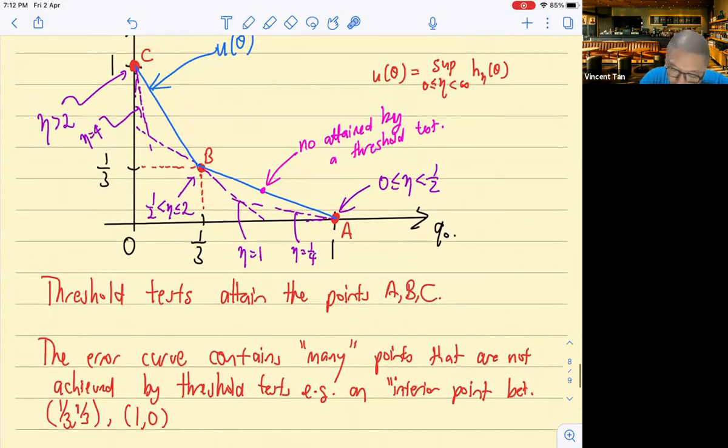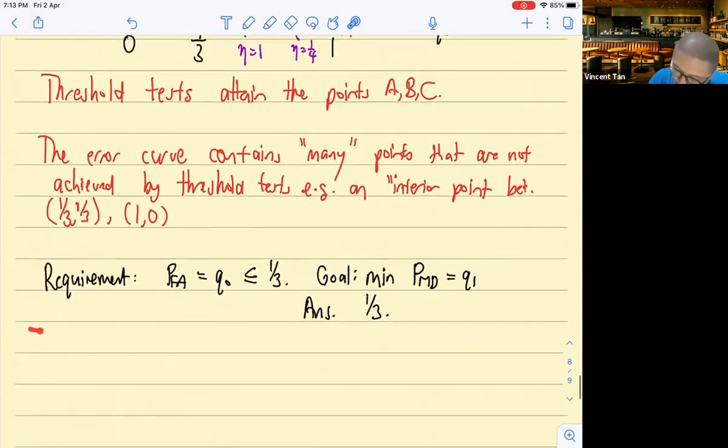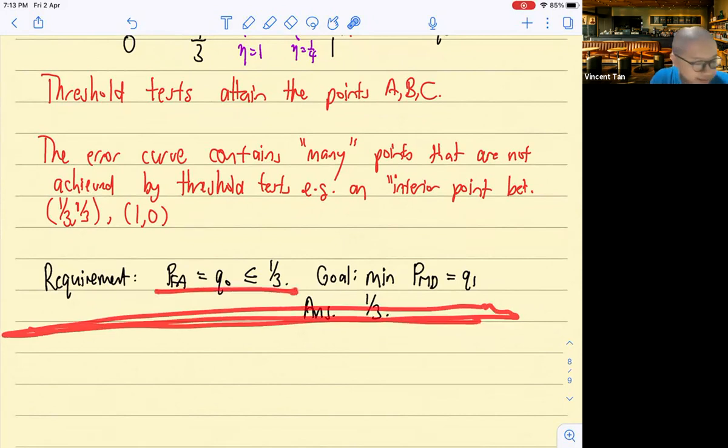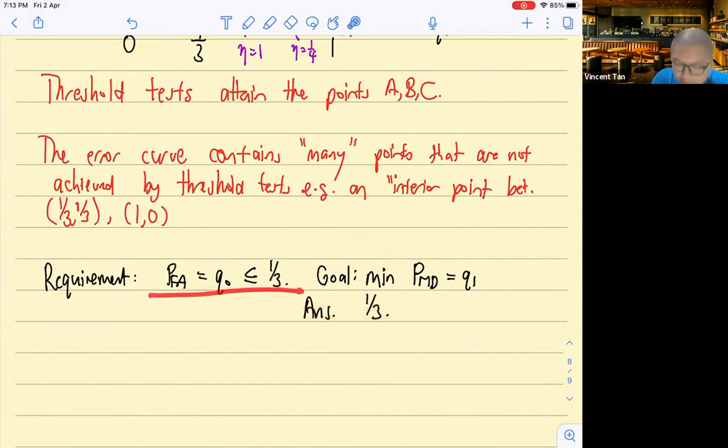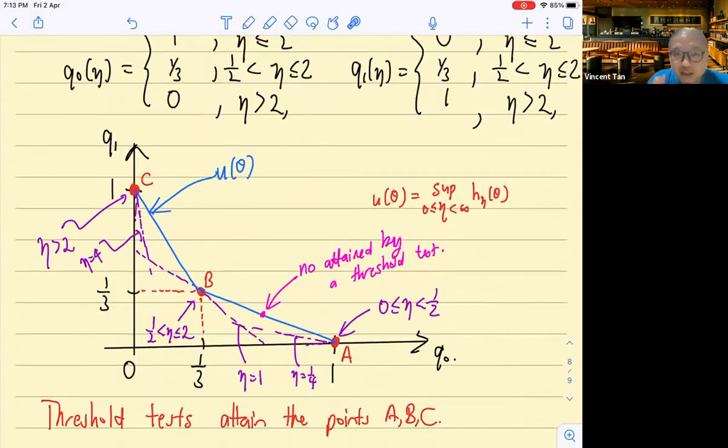Now, you will be very dumb if your boss tells you you can operate in this region and you operate at this point, because your probability of misdetection here is 1. That's very bad, right? So usually we make use of the ROC or the error curve in this fashion. We want a desired probability of false alarm, and we want to minimize the probability of misdetection. So we look at the error curve and we eyeball the point that we want to operate at, here at this point.